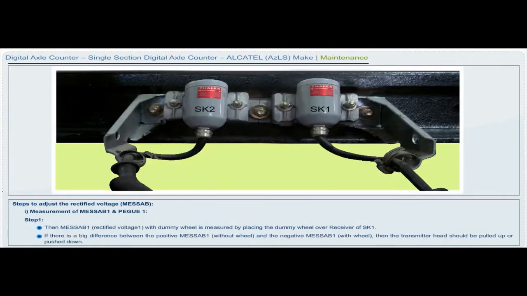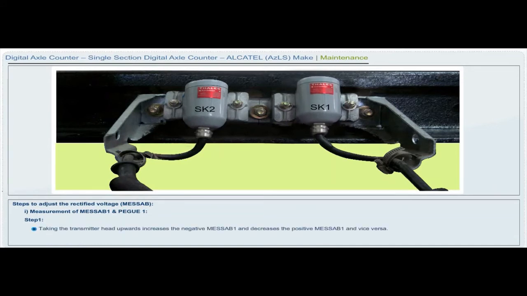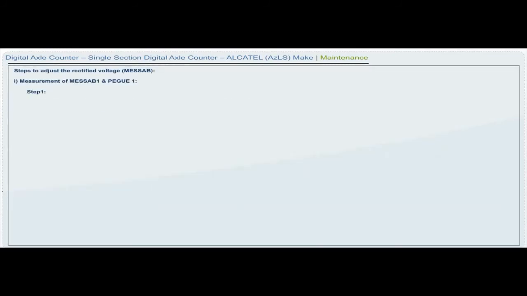If there is a big difference between the positive MESAB1 without wheel and the negative MESAB1 with wheel, then the transmitter head should be pulled up or pushed down. Taking the transmitter head upwards increases the negative MESAB1 and decreases the positive MESAB1, and vice versa. For proper adjustment, the positive MESAB1 should be greater than the negative MESAB1 by a value not less than 30 millivolt for achieving suppression of spoke trolley wheels.